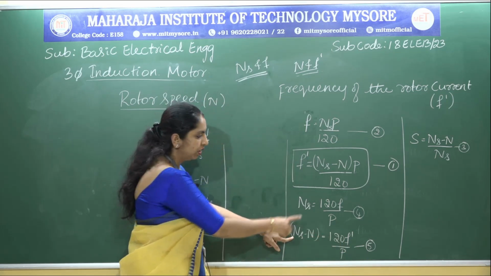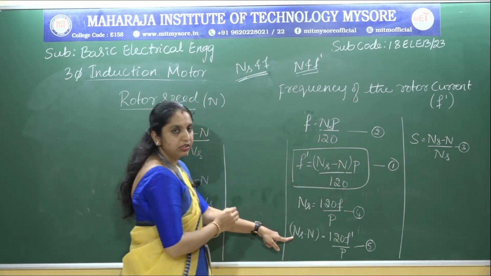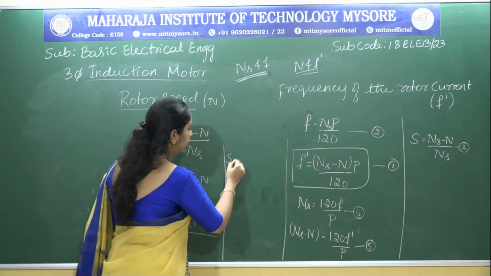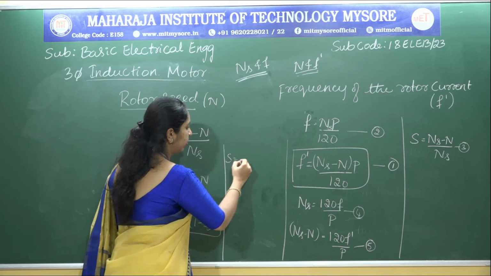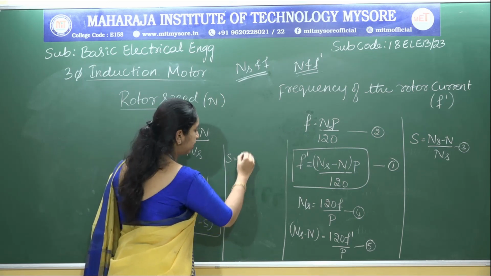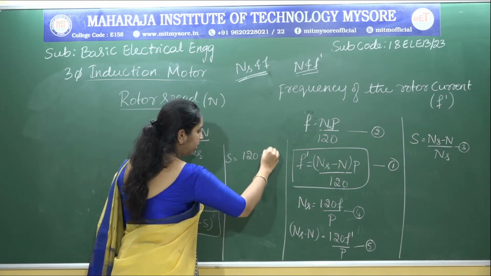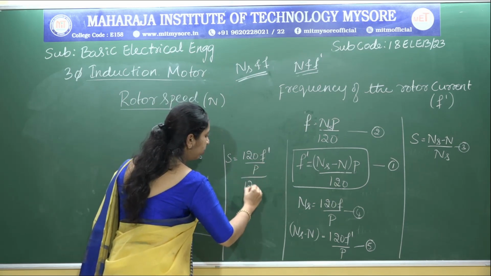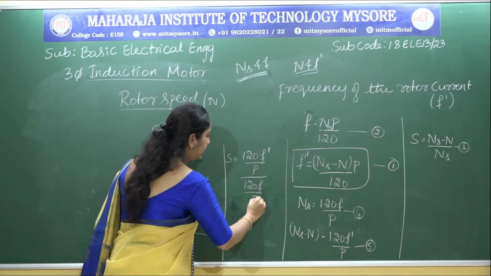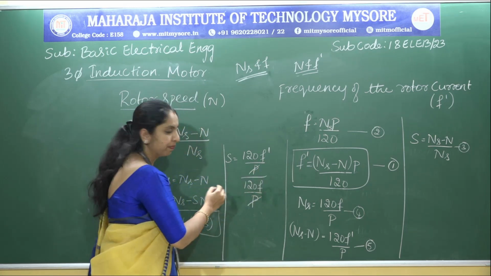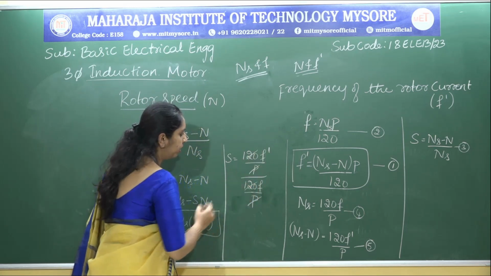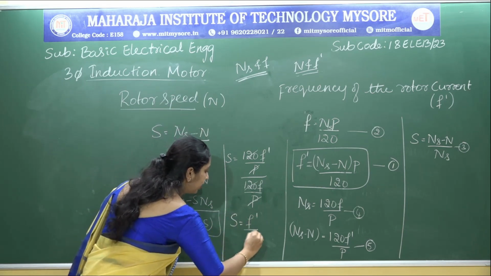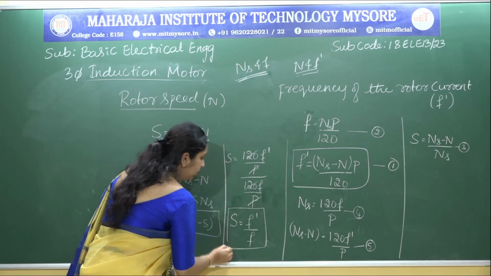Now substitute equations 4 and 5 in equation 3. So we get s is equal to ns minus n, which is 120 f dash divided by p, over ns, which is 120 f divided by p. So p and p get cancelled, and of course 120 as well. So finally, what is S? S is equal to f dash divided by f.